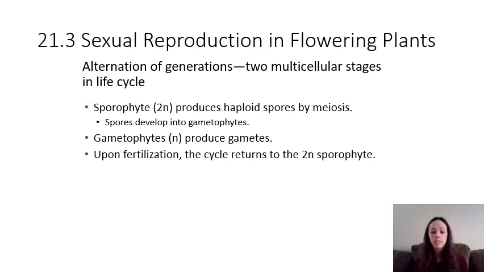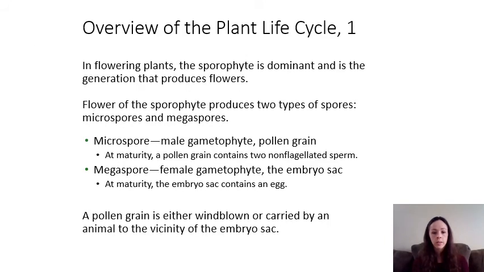Then gametophytes are going to produce the gametes, the male and the female gamete that are going to undergo fertilization. And then, of course, upon fertilization, when the egg and the pollen grain come together, you return to the diploid stage of the plant life cycle. In flowering plants, the sporophyte, or the adult form of the plant, is dominant and is the generation that produces the flowers.